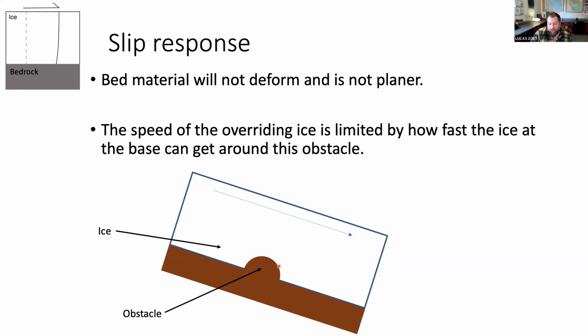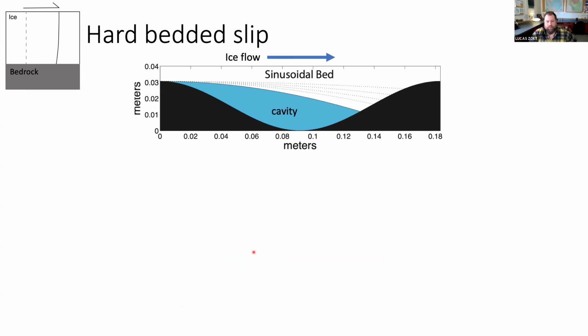If it can get around it really quickly, then the overriding ice is going to move particularly quickly. So it's all about how fast ice gets around these obstacles at the bed and how these obstacles provide some sort of resistive stress to holding the glacier back. So the speed of the overriding ice is limited by how fast the base can get around an obstacle.